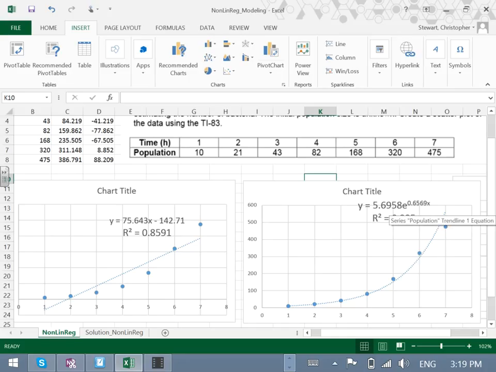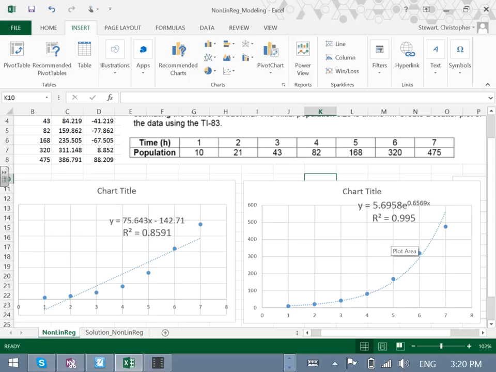Notice that the variable x is in the exponent, hence the reason it's called an exponential equation, because the independent variable is in the exponent. This value here is a scaling factor, so we won't get too far into that, but rather we simply want to be able to use functions.